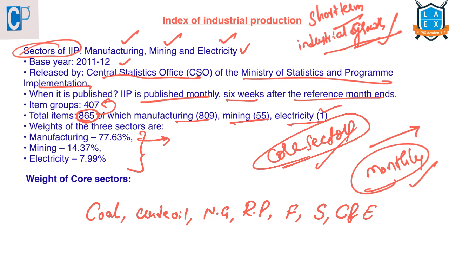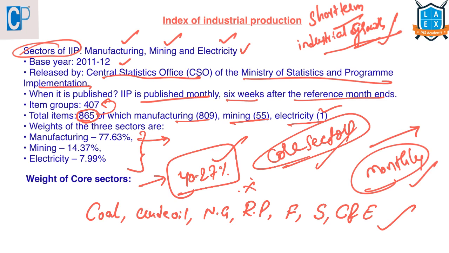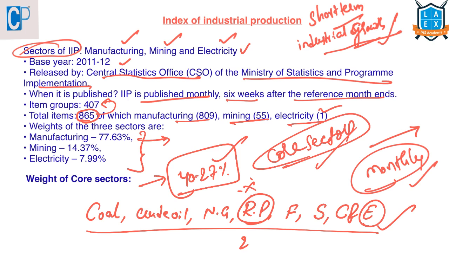The Index of Industrial Production also calculates the growth of these 8 core industries, and the weight of these core industries out of total IIP is 40.27%, which is very important. We must remember this. Of these core sectors, the one having the highest weightage is refinery products, followed by electricity. Refinery products have a weightage of 28.04%, whereas electricity has 19.85%.